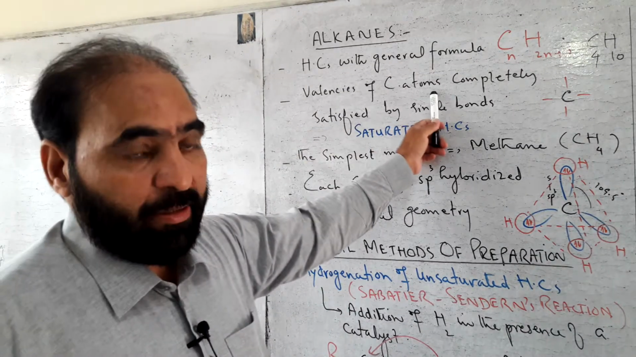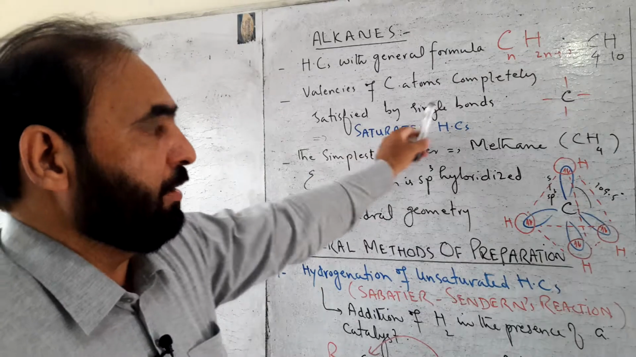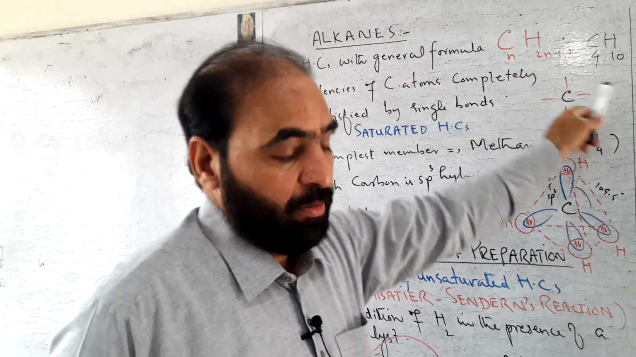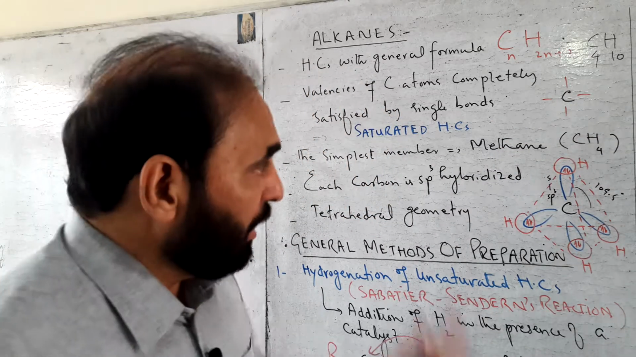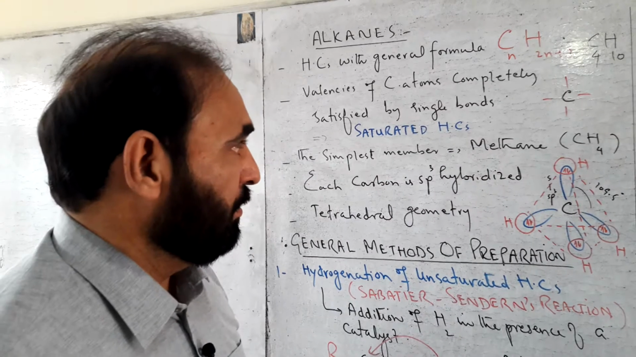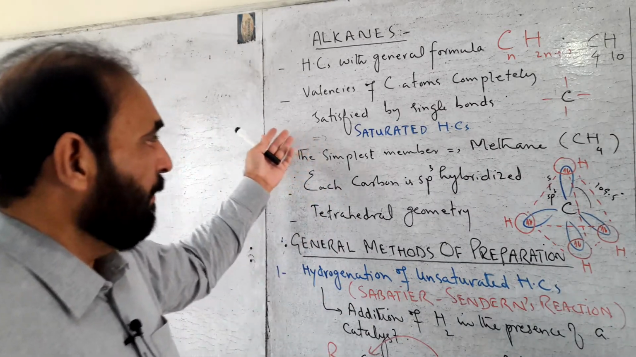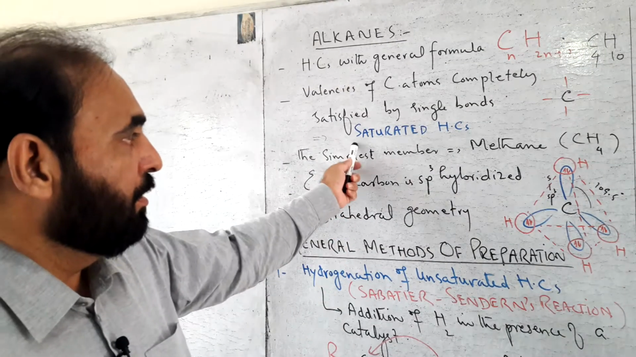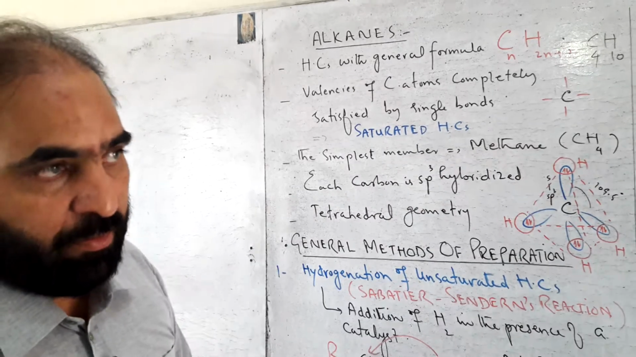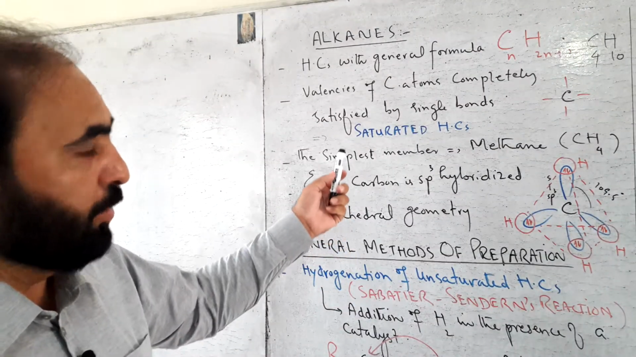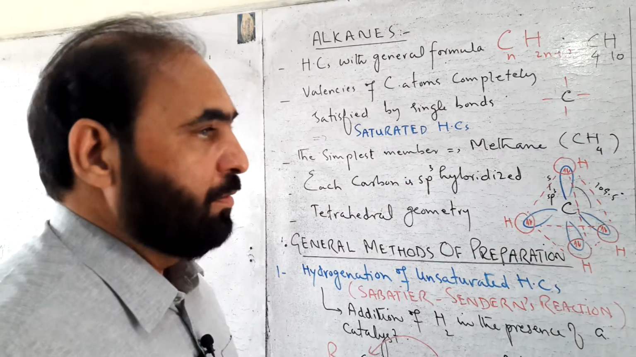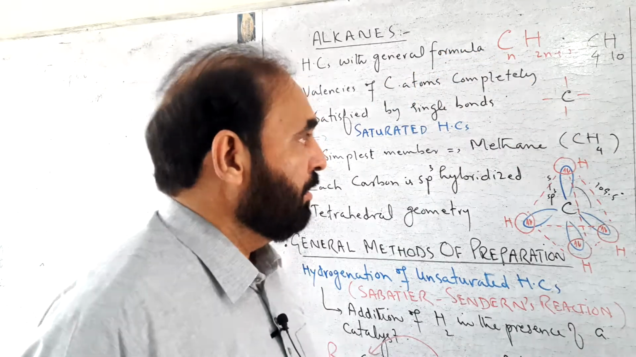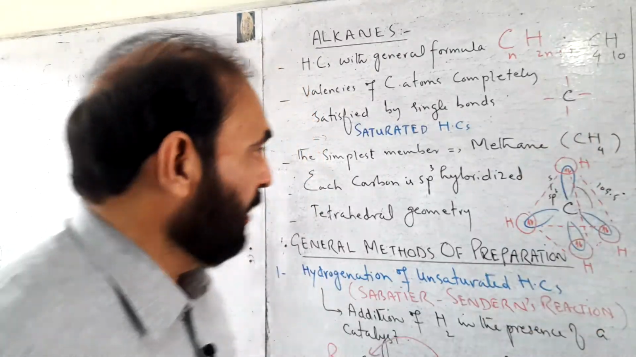All valencies of carbon atoms in alkanes are fully satisfied by single bonds. Each carbon has 4 single bonds with other carbon atoms or with hydrogen atoms. That is why this family of hydrocarbons is also called saturated hydrocarbons. Saturated shows that there is no possibility for the addition of further hydrogen atoms with carbon atoms of the chain.